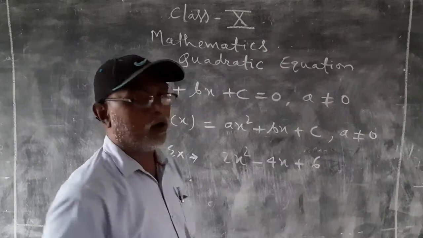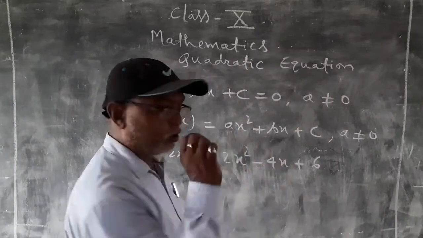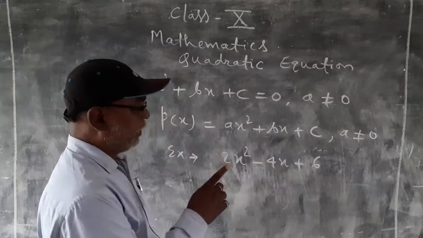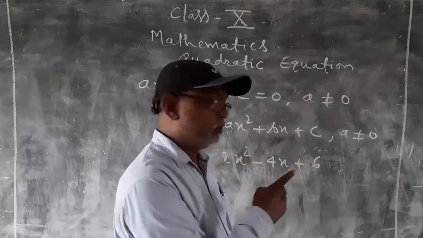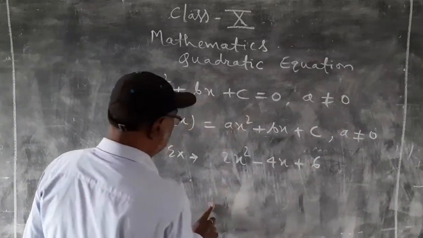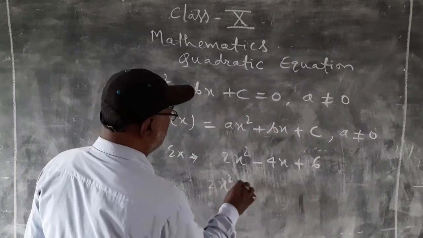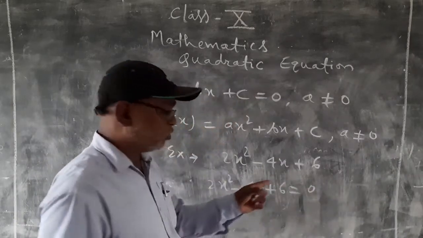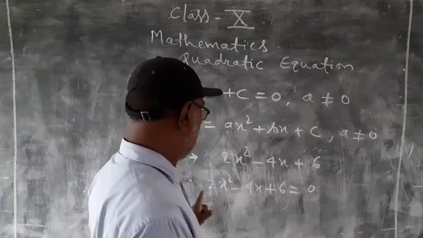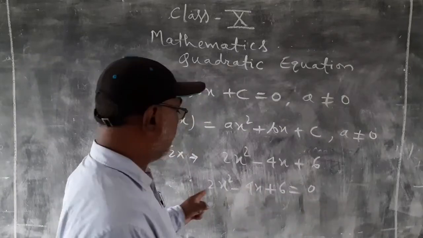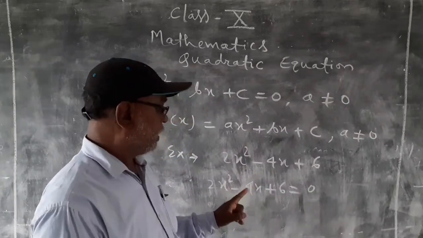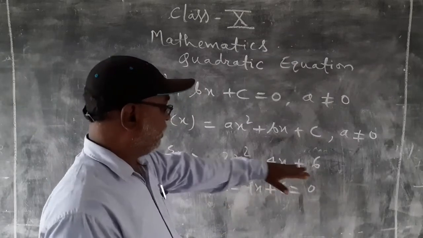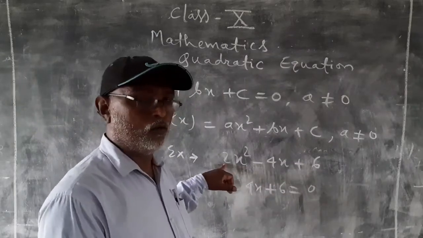This one is a quadratic polynomial, but if we equate the polynomial to 0, then 2x square minus 4x plus 6 equal to 0 changes to a quadratic equation. Now this equation has two roots. In this polynomial, the degree of the polynomial is 2.